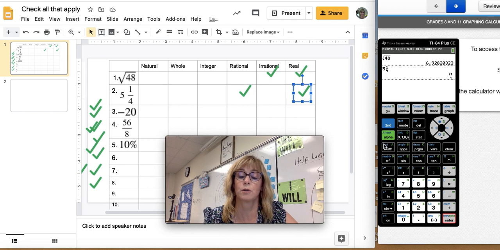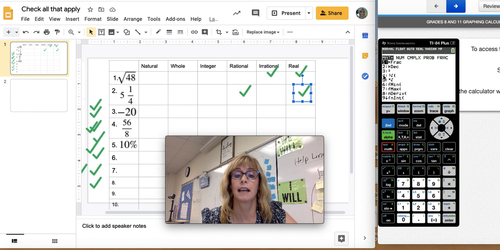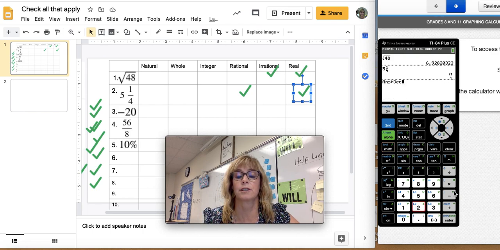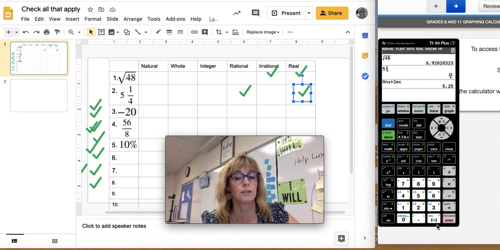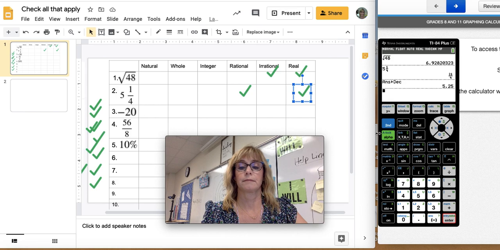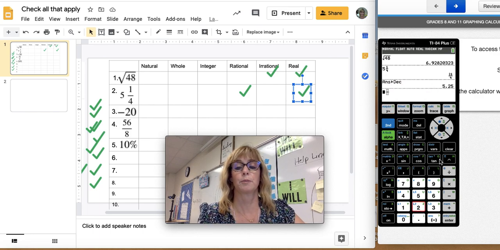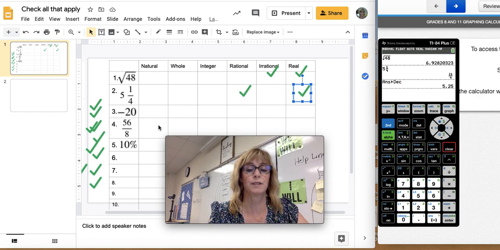If you want to change it to a decimal, which you usually do, you hit math, and then the second choice says to a decimal. So we're going to take my answer and change it to a decimal. I hit enter, and it's 5.25. Again, that's rational. But again, to get the mixed number, you hit alpha, y equals, and then hit number 2, and you can put in your mixed number. We'll be using that more this year.